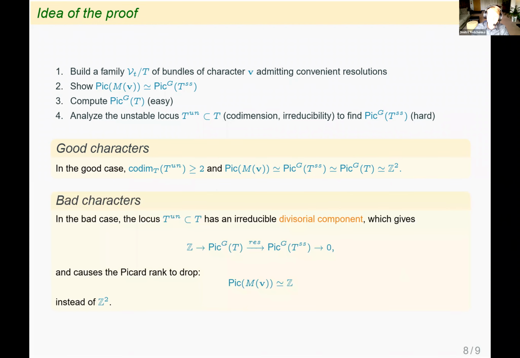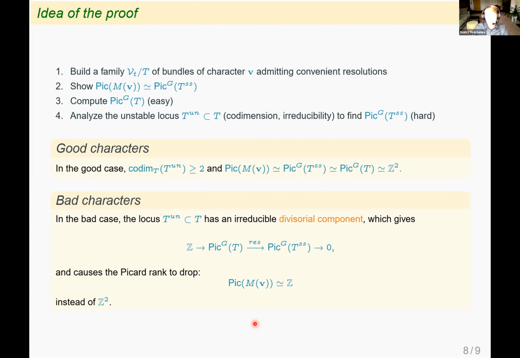While in the bad case, the thing that goes wrong is precisely the codimension of the unstable locus. In the case of the bad character, one can isolate an irreducible divisorial component in the unstable locus. And therefore, if you look at this restriction sequence, you can see that one copy of Z will be killed off and the Picard rank will drop.